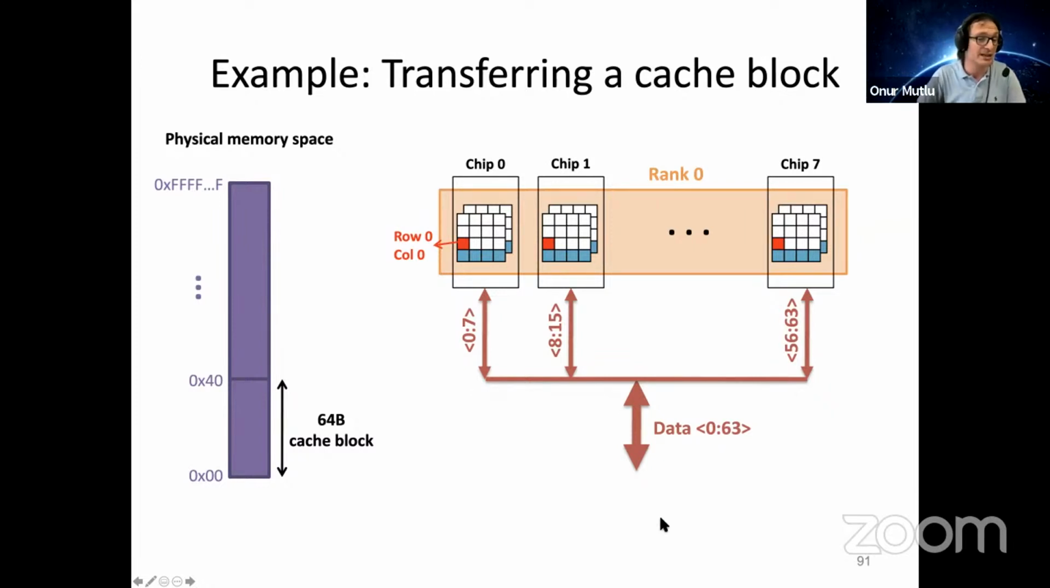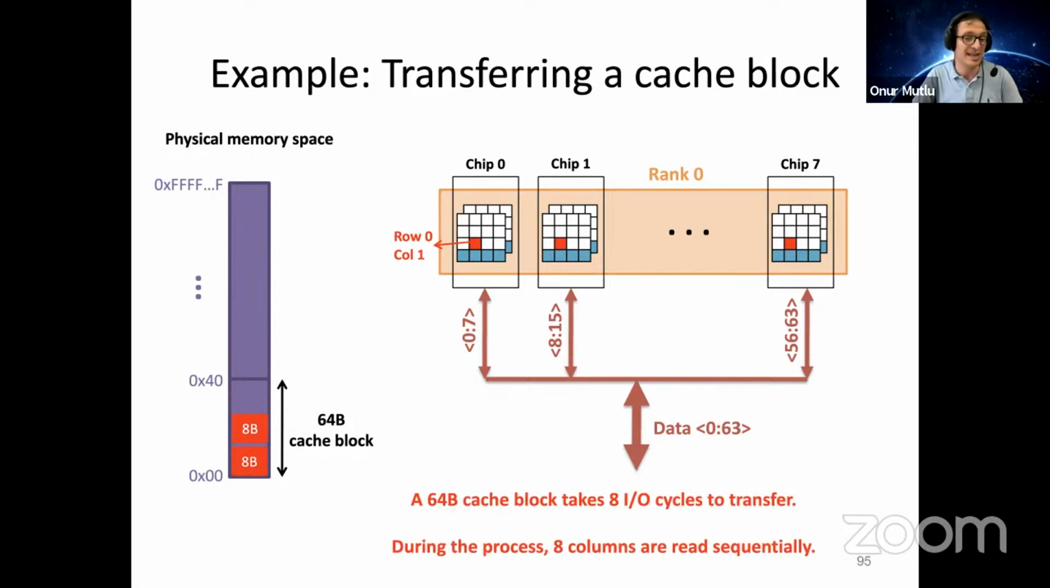64 bits, that's nice, but our cache block, as I said, is 64 bytes. So what do you do? You read the next 8 bytes after you read the first 8 bytes. So you keep reading 8 bytes from consecutive locations to get 64 bytes in the end. Which means that a 64-byte cache block actually takes 8 I/O cycles to transfer.